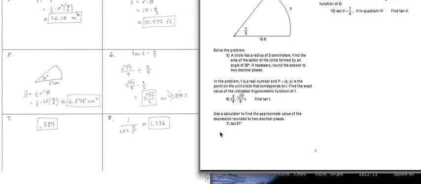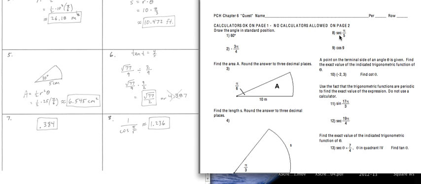Okay, that being said, most of you got number 7 right. Most of you got number 8 right. Number 8 was secant of pi over 5. That's 1 over the cosine of pi over 5, and there you see the answer there. Okay, now we go to number 9.